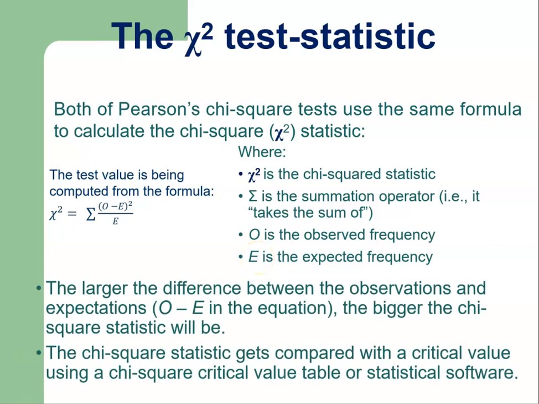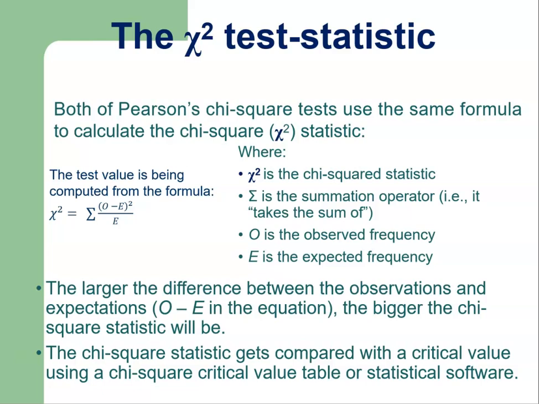The larger the difference between the observations and the expectations, that is O minus E in the equation above, the bigger the chi-square test value will be. And if the chi-square test value is bigger, then it means that the chi-square test is significant, and we reject the null hypothesis that there is no relationship between the two variables. So we conclude that there is some type of relationship between two categorical variables.